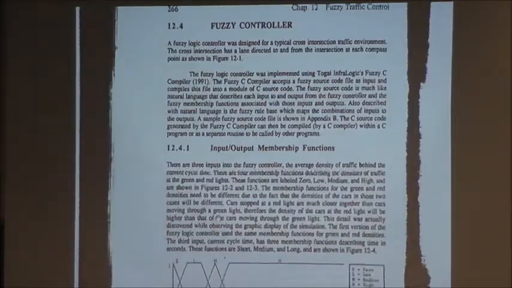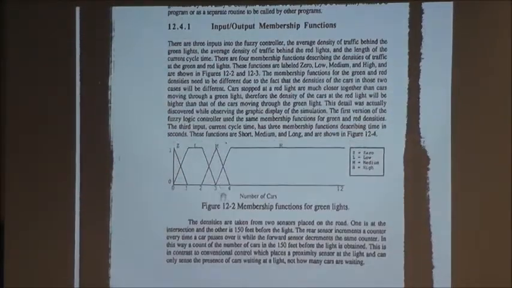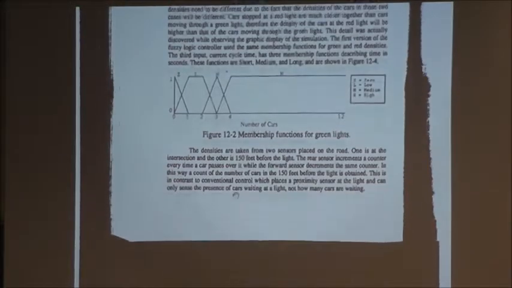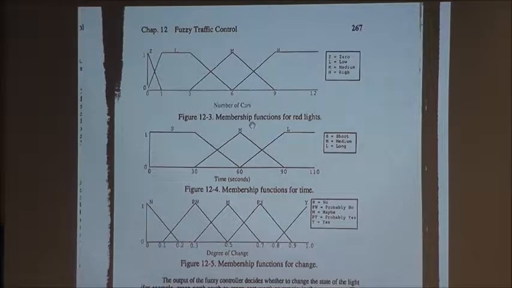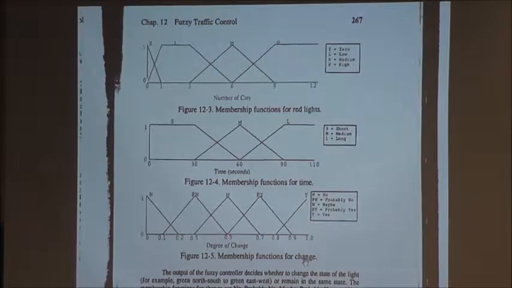So they put some parameters and they put fuzzy values on those values. For example, this is the membership function for green lights. It could be 0, low, medium, and high, the amount of time that you designate for the green light. These are membership functions for red light, for time waiting for the change, and the membership function for the change itself.